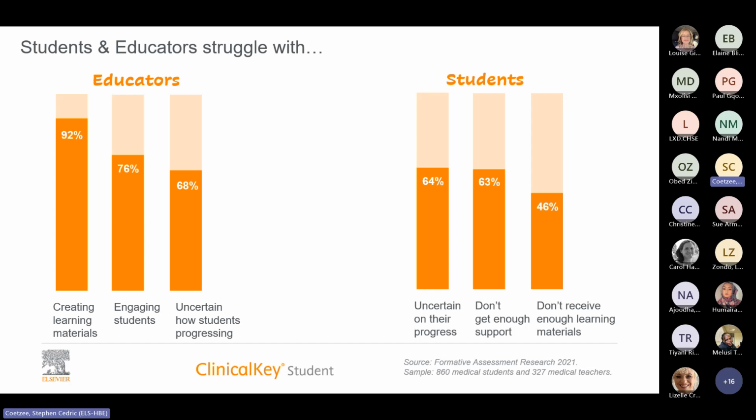And I don't mean their progress after a major exam, but how are they progressing on a daily, weekly, or even monthly basis? From a student perspective, 64% were uncertain of their own personal progress. They also found that 63% didn't get enough support and about 46% didn't receive enough learning materials. We utilize this information as it's important to us to ensure that our solutions indeed address these areas where we know the students and educators struggle.